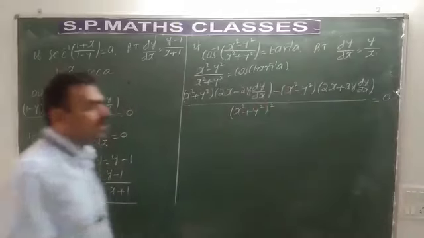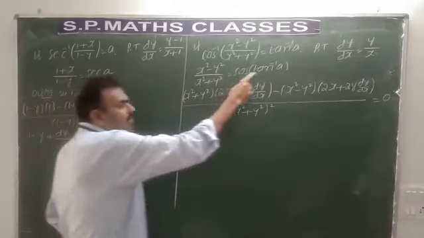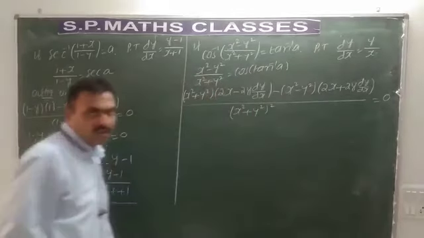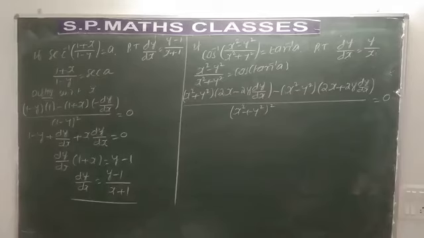RHS derivative is 0 because cos of tan inverse A is constant. Cos of tan inverse A is constant. Therefore, its derivative is said to be 0.